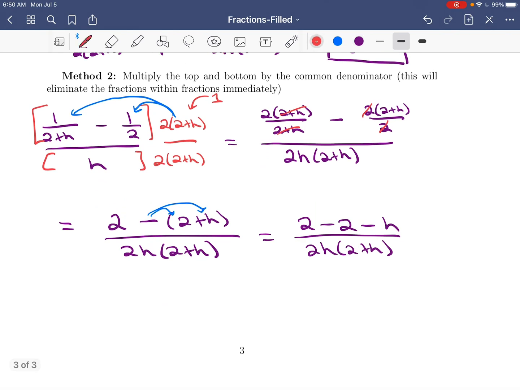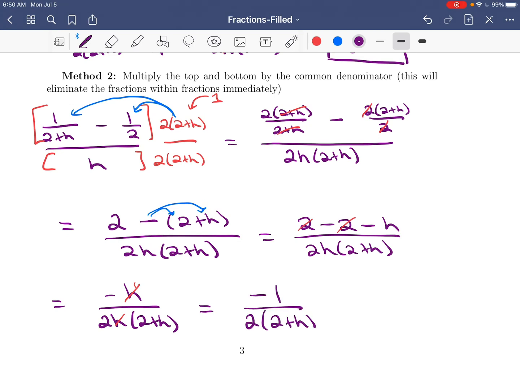2 minus 2, again, cancel. So I get minus h over 2h times 2 plus h, which is what we had before. And again, we would cancel the h's because everything's multiplied, and now I can. And I would get negative 1 over 2 times 2 plus h, which is the same as what we had in the first method.